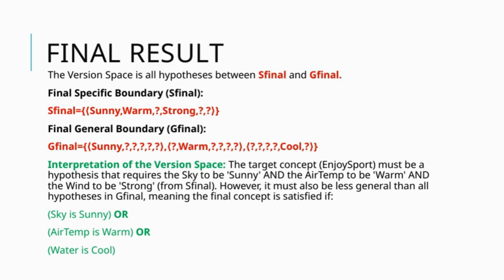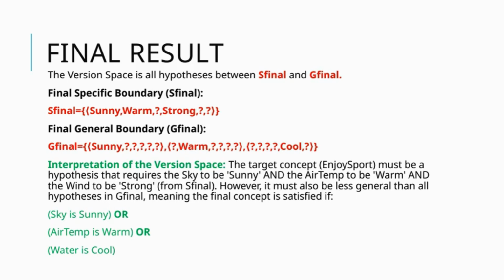Now, what does this all mean? Essentially, the target concept, which we call EnjoySport, must be a hypothesis that is more general than S-final but more specific than all hypotheses in G-final. From S-final, we see that the concept must require the sky to be sunny, the air temperature to be warm, and the wind to be strong. These are the necessary conditions derived from our most specific hypothesis.